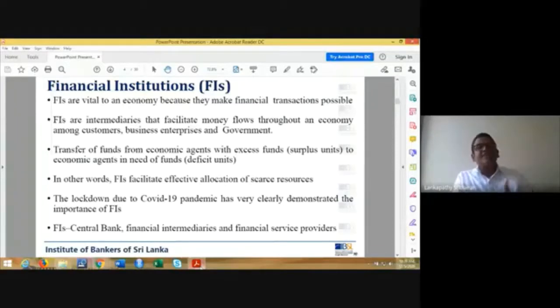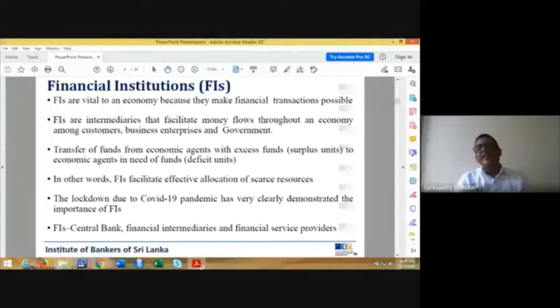And there's another concept called financial intermediaries. Financial intermediaries are those getting funds from surplus units and giving loans and advances to deficit units. Generally, licensed commercial banks, licensed specialized banks, and licensed finance companies do this financial intermediary job. It means getting funds from surplus units and giving loans and advances to deficit units.